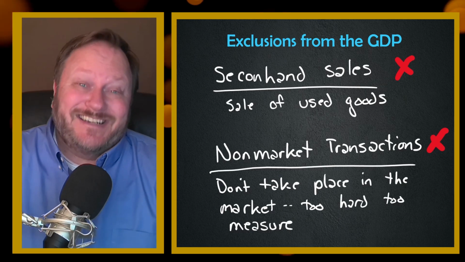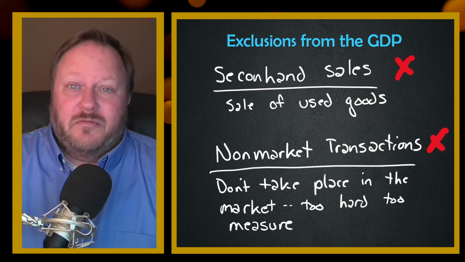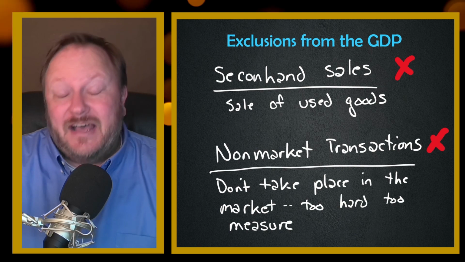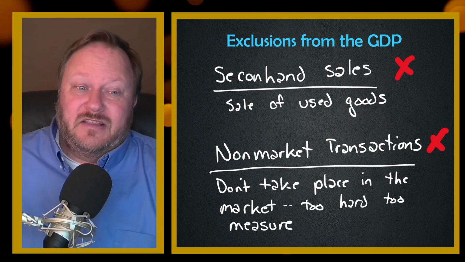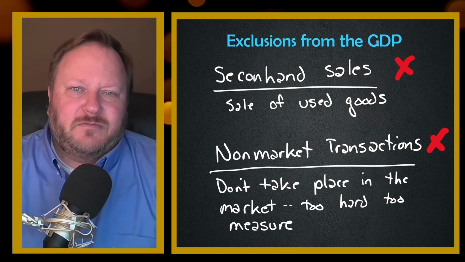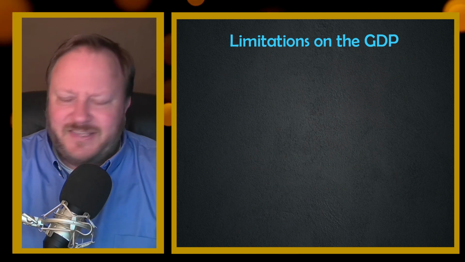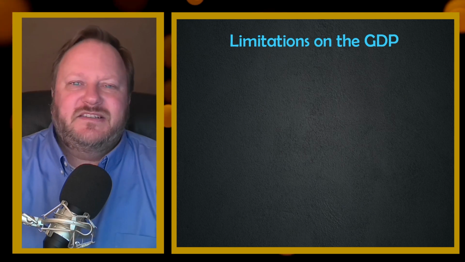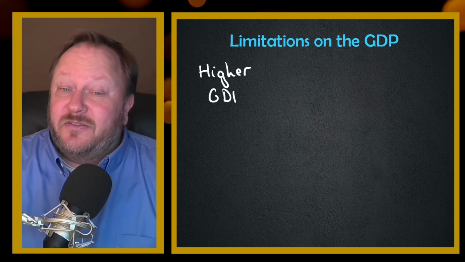But because it doesn't get measured in a market transaction, it's not going to be included in the gross domestic product. Now, typically, if you see the gross domestic product rising, things are going well. That usually means things are going well. But it doesn't tell the whole story.